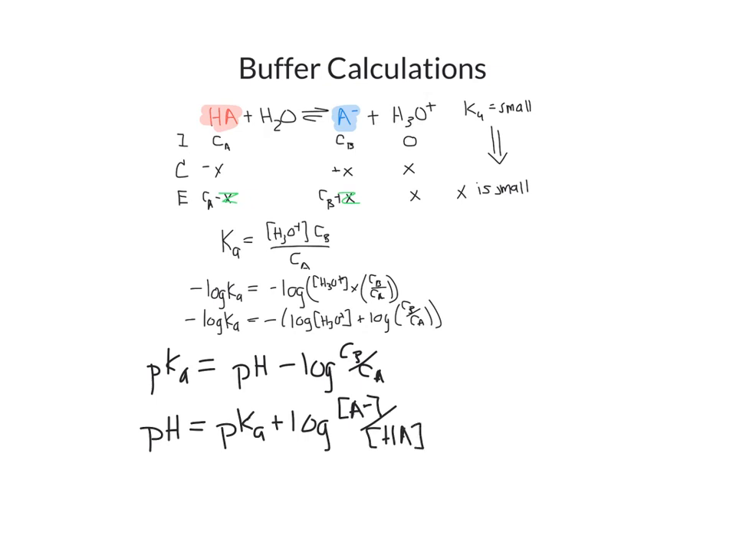This equation can come in very handy because it is already solved. So we've taken the expression for Ka and just solved for pH. And so we've done all the work of our ice table and plugging into our Ka expression and solving for the H3O+ concentration and then taking minus the log to find the pH. That's all done in this equation. And this equation is often called the Henderson-Hasselbalch equation.